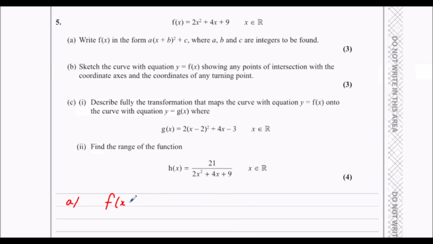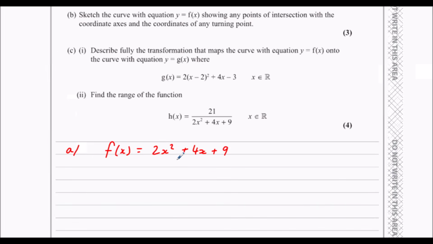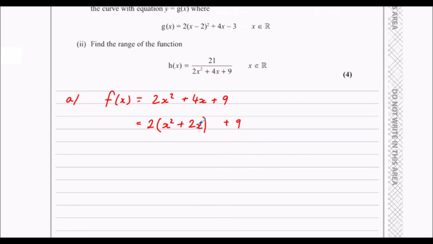So f of x equals 2x squared plus 4x plus 9. We need to take 2 outside of the bracket. So we'll take 2 outside, and we'll have 2 times x squared makes 2x squared. 2 times 2x makes 4x. And I'll close the bracket there and just leave the plus 9 on the end. So I'm going to complete the square on this bracket, so just on the bracket part.